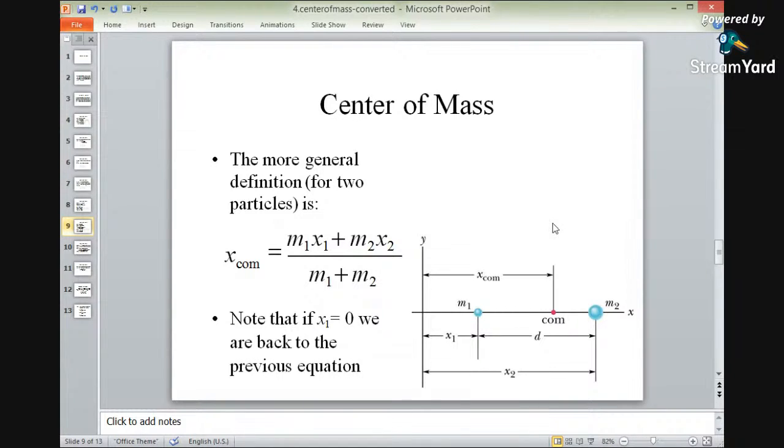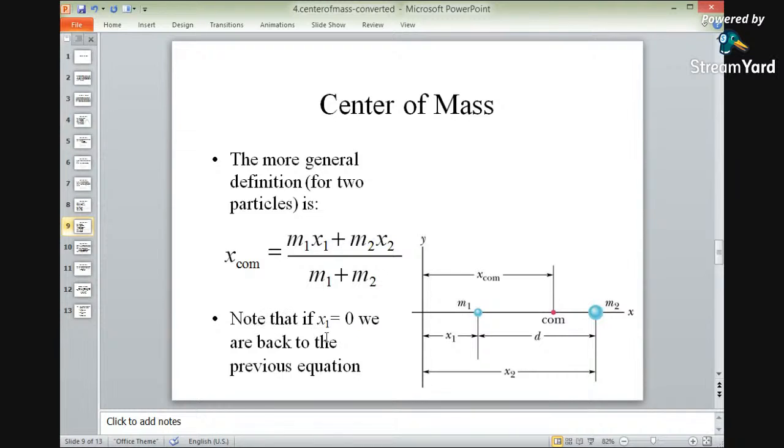What will the center of mass be in this case? It is m1 into its distance x1, plus m2 into its distance x2 about the axis, divided by m1 plus m2, the combined or total mass. The m1 plus m2 is nothing but the total mass.